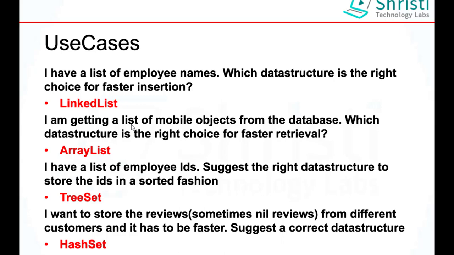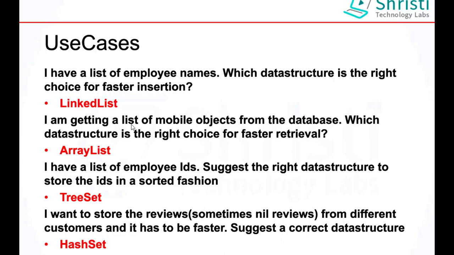I have a list of employee IDs. Suggest the right data structure to store the IDs in a sorted fashion. When you say employee IDs, there are no duplicates. They are unique elements. So the right data structure that you can use is set. Because it has to be in a sorted fashion, you can use TreeSet.